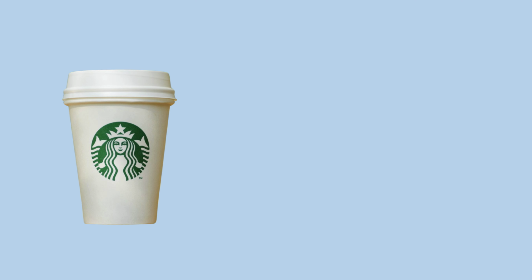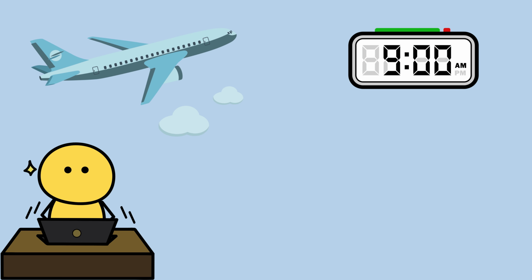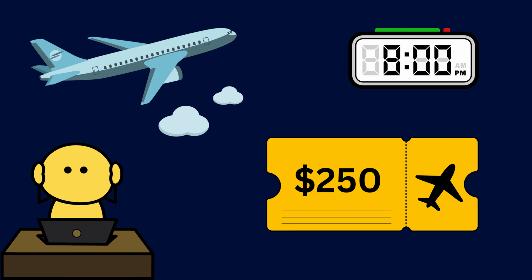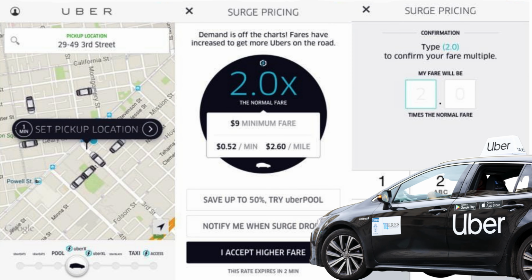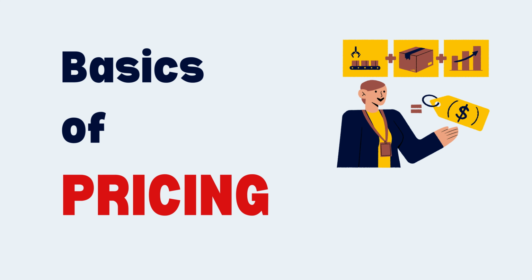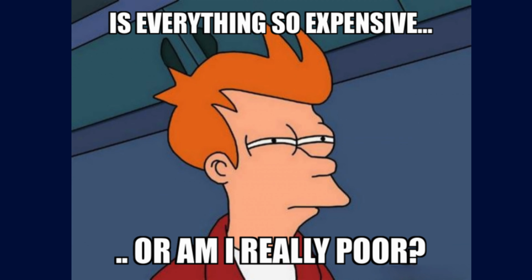Or take coffee. Why does a Starbucks latte cost 3 times more than one from the cafe next door when they're made from the same coffee beans? And then there are flight prices. You check in the morning, it's $100. You check again at night, and suddenly it's $250. Why is that? And did you know about Uber's strategy? Today, we're breaking down the basics of pricing, so how businesses decide what something should cost and why those prices aren't always what you'd expect.